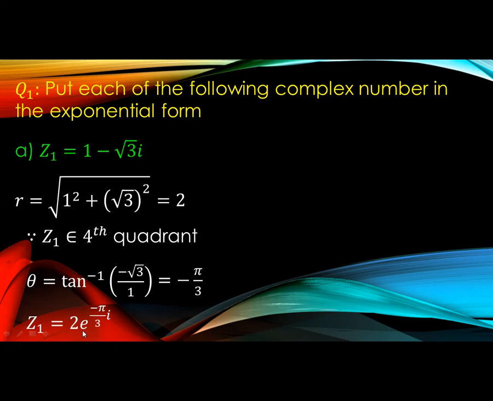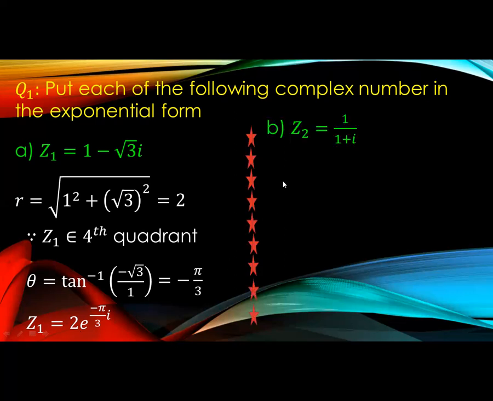Z1 equals 2 e power negative pi over 3 i. 2 is the modulus of the number, and e power negative pi over 3 i contains the amplitude of the number. It means this complex number in the exponential form equals 2 times e power negative pi over 3i.